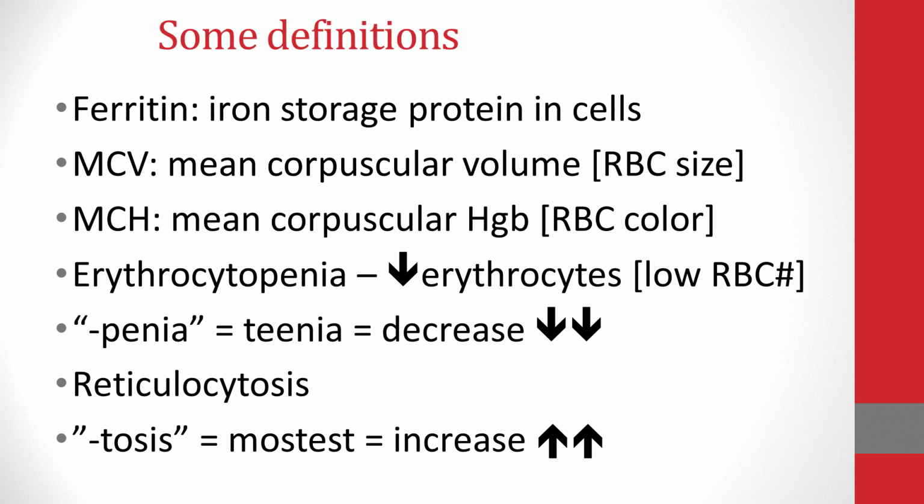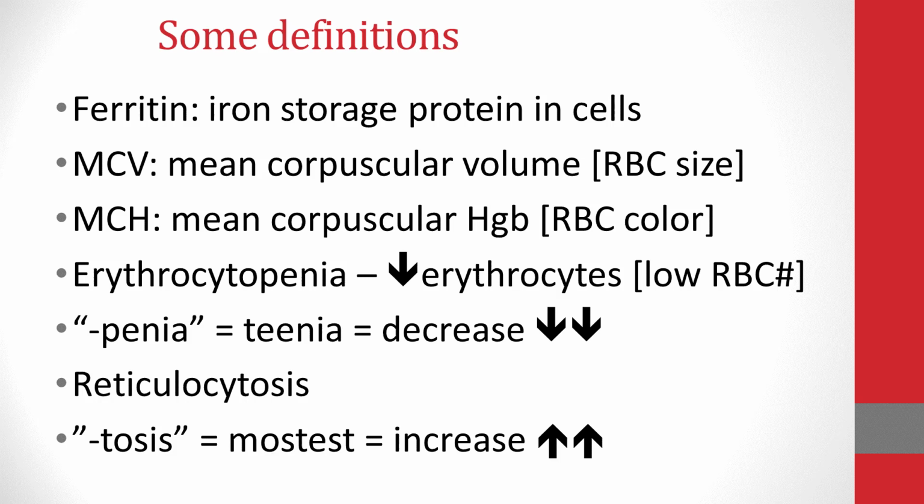MCV is the volume. MCH is the corpuscular hemoglobin, the color. Those two are called the indices. The MCV tells you the size, and the MCH tells you the color. For instance, iron deficiency anemia is a smaller size, which we call microcytic, and paler, smaller size, lower MCH.